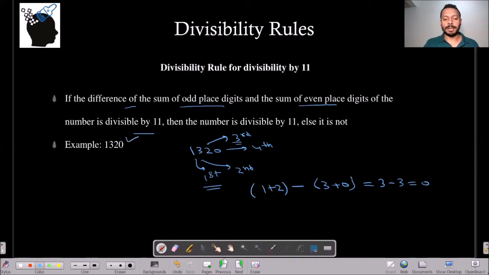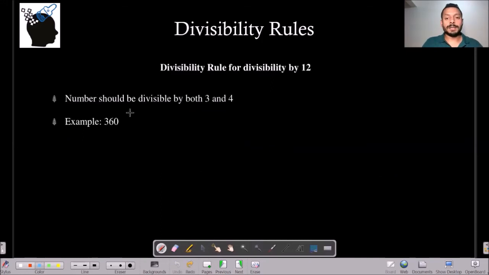Let's check divisibility by 12 now. If a number is divisible by 12, that means the number should be divisible by both 3 and 4. Let's take an example of 360.